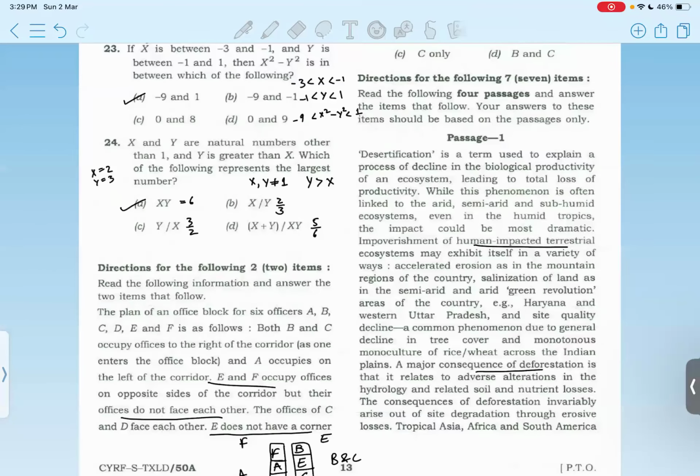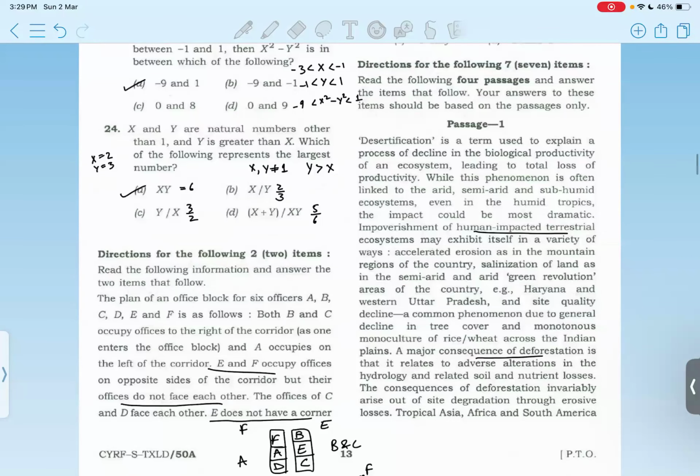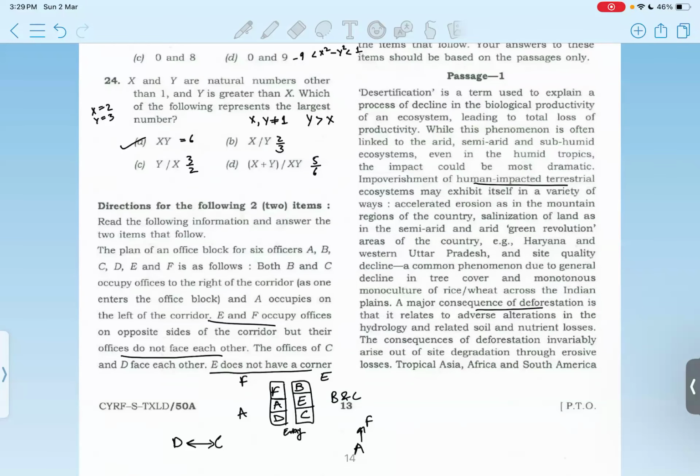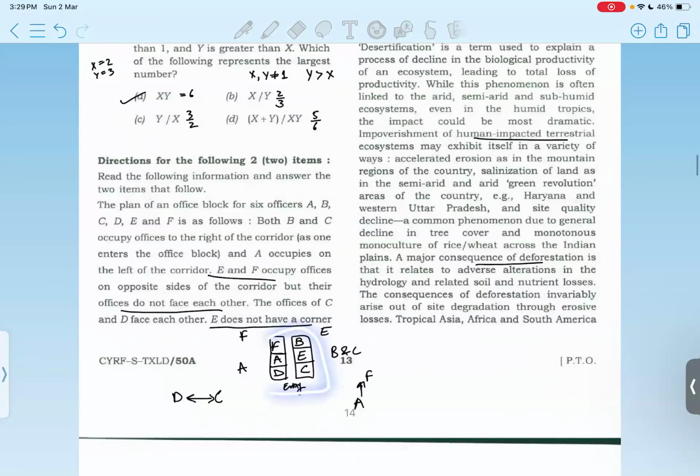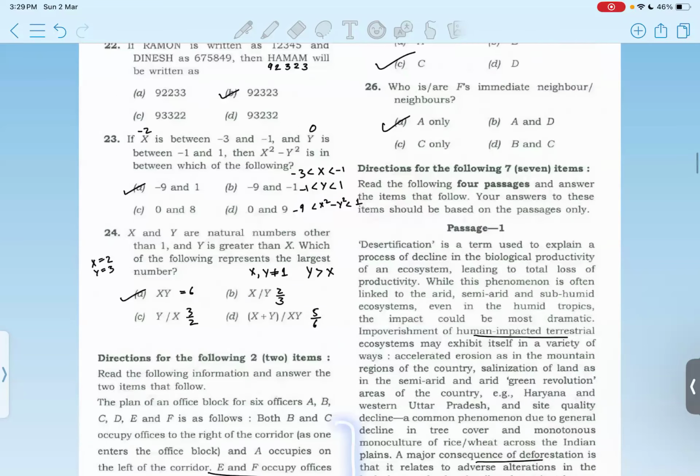24, A. 24A, okay. Now we are given this information that there's a plan of an office block for 6 officers A, B, C, D, E, and F, and we are given these conditions. So this is the entry point, this is the floor, this is the corridor as you move. Now I've tried placing the officers according to the information given. We have to now answer these two questions.